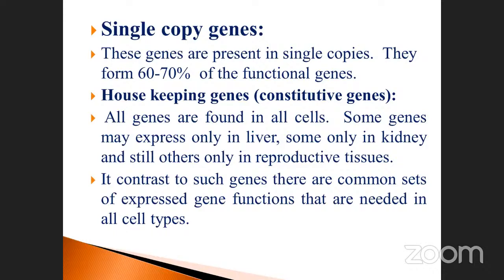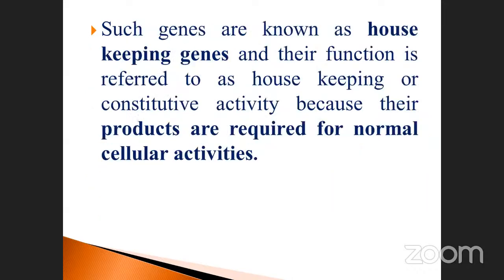Next one is single copy genes. In most cases, 70% of genes are single copy. Housekeeping means constitutive genes, which we already know, but they are mostly present in organ systems like liver, kidney, and also reproductive tissues. Such genes are known as housekeeping genes. What is the meaning of that? Constitutive activity, because their products are required for normal cellular activity. It's very, very essential, so it is commonly present as it is without any changes. Okay, it's present.